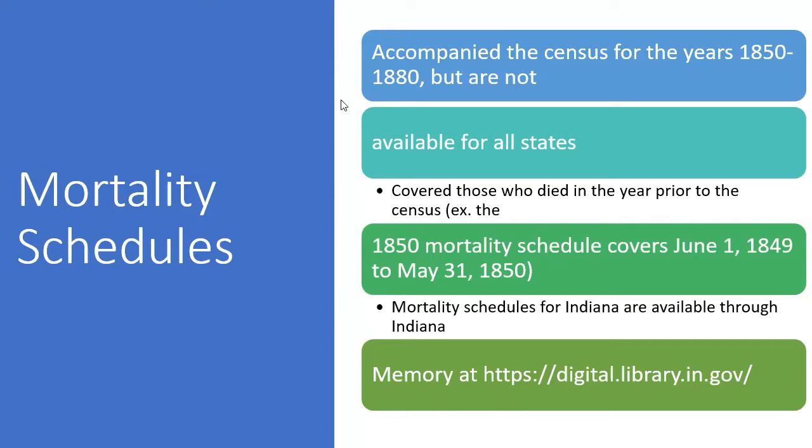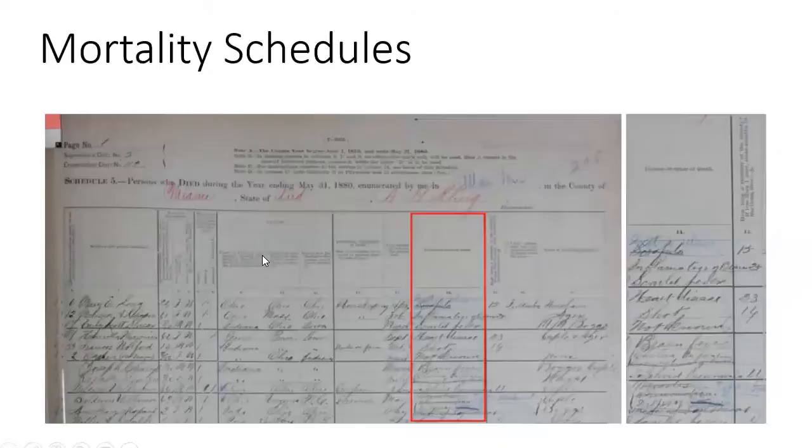The mortality schedule for Indiana is available through Indiana, and that's the website for that particular schedule. And again, indications of what a mortality schedule looks like. You can find them on Ancestry.com as well as FamilySearch. It gives you an indication of the person, when they died, where they died, and the like. So again, it's an interesting piece of information for that time period.